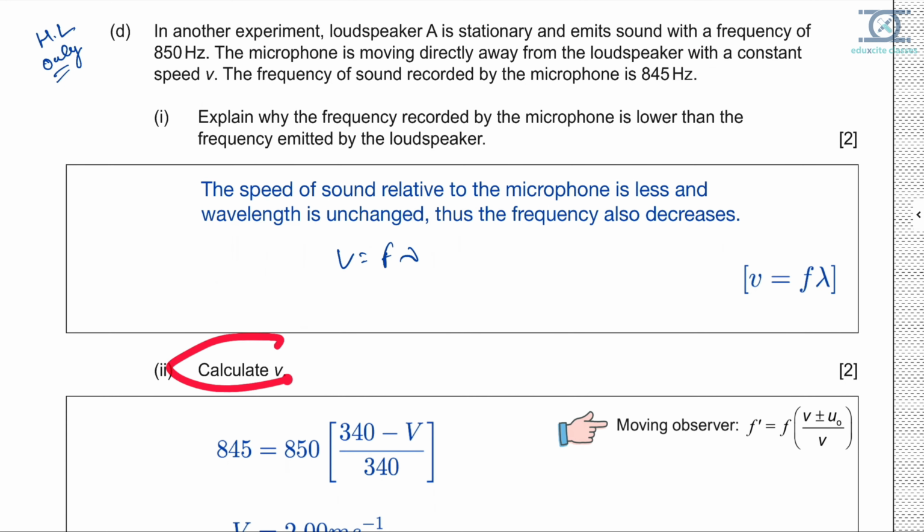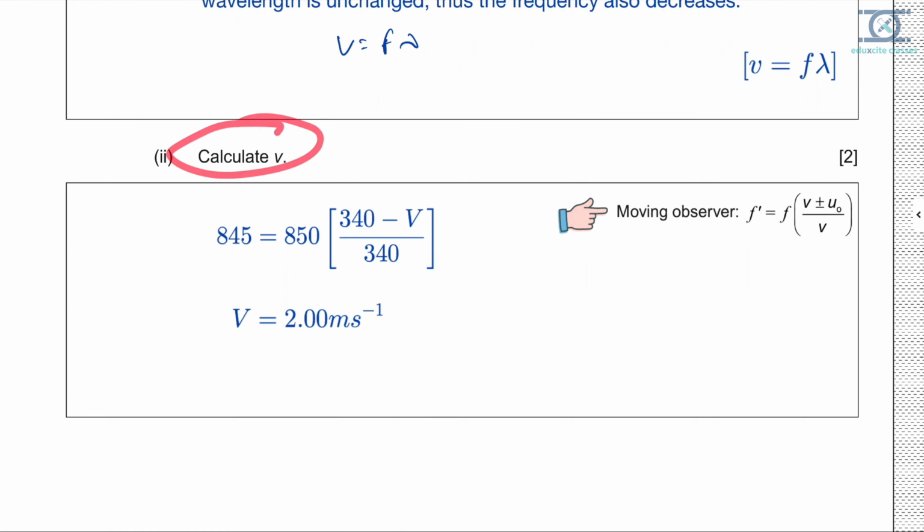Now in the next part we have to calculate V. So this is the formula, moving observer. Here the observer, that is the microphone, is moving, so we will use this formula. This is provided in your physics booklet, you can refer there. So the frequency observed is 845, the frequency of the source is 850, the speed of sound is 340.